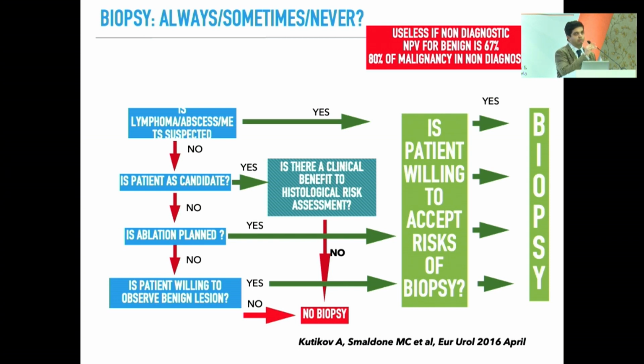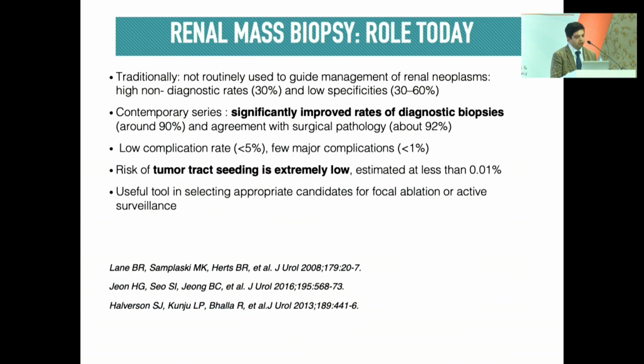So studies have shown that after you do a second biopsy, even then you can miss it 20% of the times. So the negative predictive value if the result is benign is 67%, meaning 1 out of 3 so-called benign diagnoses would still be harboring a malignancy. And even if it's non-diagnostic, you can't breathe easy because there is still an 80% chance of malignancy in that patient. So what is the role today?